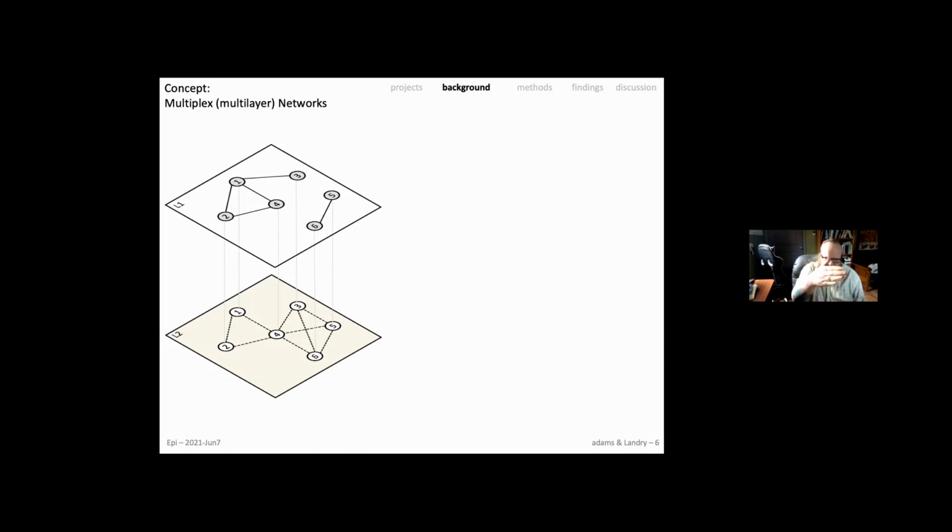And so we could have layer 1 here representing sex and layer 2 here representing needle sharing. And we can have the same people in each one of the layers, but different relationships or different ties, the sexual partnerships and the needle sharing partnerships, represented across the separate layers.